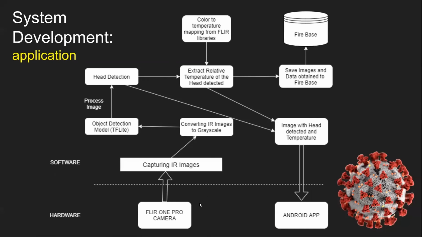Here you can see a system diagram of how IRFIS runs from the mobile platform. First, the Android-mounted FLIR One Pro camera captures a stream of live infrared images. These images are converted to grayscale images and passed into our integrated head detector model. The head detections are then passed to the temperature analysis subsystem, which extracts the highest temperature found in each head region.